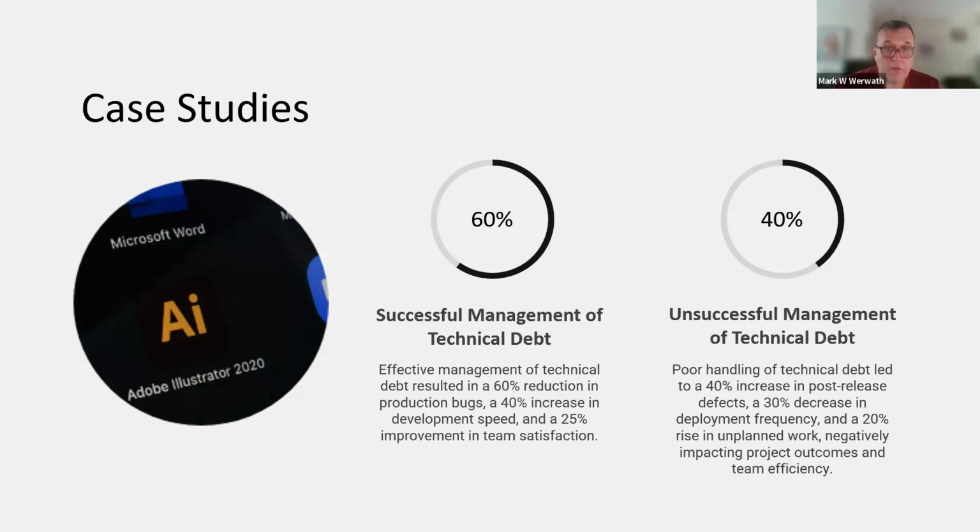In terms of case studies, right, successful management can result in a 60% reduction in bugs, a 40% increase in speed, and a 25% improvement in team satisfaction. When you're unsuccessful, when you do this poorly, you'll see a 40% increase in post-release defects, a 30% decrease in deployment frequency, because you're getting bogged down, right? And a 20% rise in unplanned work, negatively impacting project outcomes and team efficiency. So all the more reason to manage technical debt properly, right?